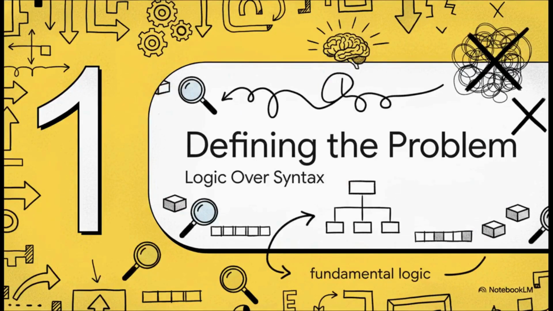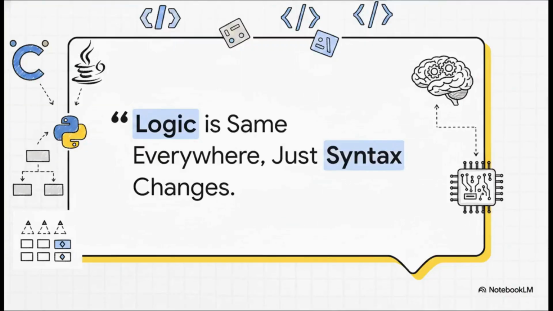Part 1. Defining the problem and why we prioritize logic over syntax. Before you even touch a keyboard or think about typing a single semicolon, I want you to internalize this core mantra. Logic is the same everywhere, just syntax changes. Say it with me in your head. Logic is the same everywhere. Whether you're coding in C, Java, or Python, the underlying human thought process required to solve a problem remains identical. The computer is just a machine waiting for your highly specific instructions, right? Master the logic first, and the syntax becomes almost effortless.